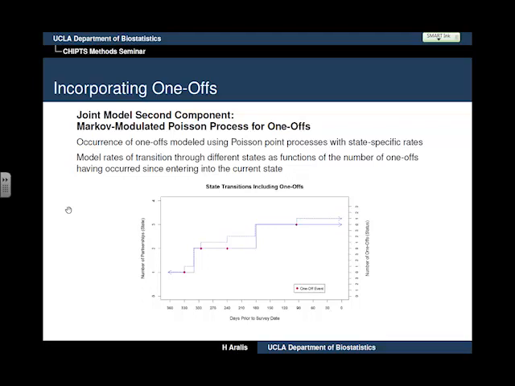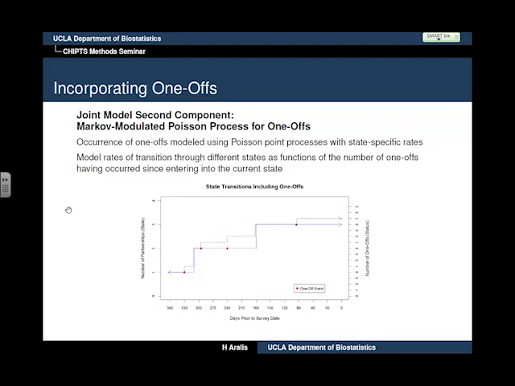So as you can imagine, we're going to choose the state based on the state that we just described, the state being the number of ongoing partnerships. So here we've combined everything into one. I'm using the term state to refer to the number of ongoing partnerships, so the multi-state model we just discussed. I'm going to use the term status, which is kind of an arbitrary term, to refer to the number of one-offs that have occurred since entry into the current state.